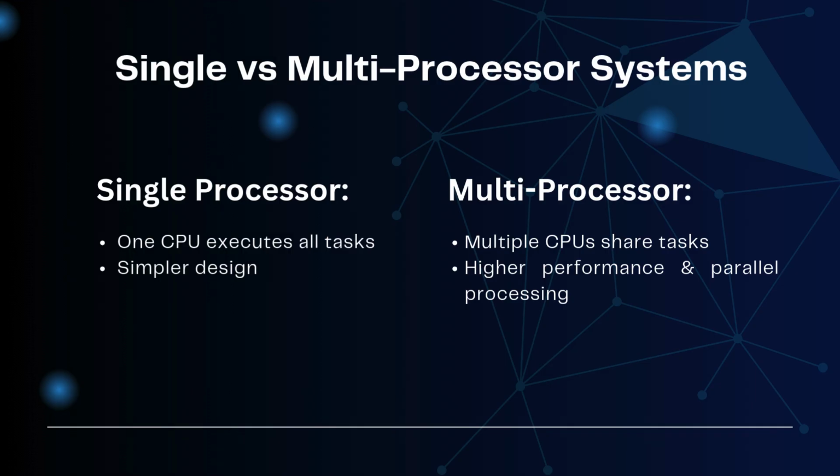Now let's talk about single versus multiprocessor systems. In a single processor system, one CPU executes all tasks sequentially, which makes the design simple but limits performance. In contrast, multiprocessor embedded systems use multiple CPUs to execute tasks in parallel, significantly improving performance and throughput. However, multiprocessor systems introduce challenges such as synchronization, load balancing, and interprocessor communication. So you have to control all these things in multiprocessor management.